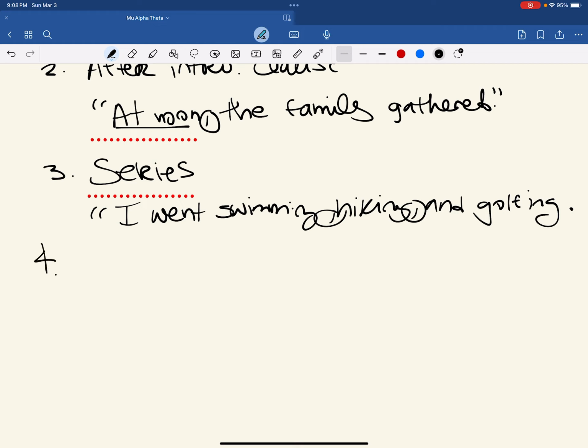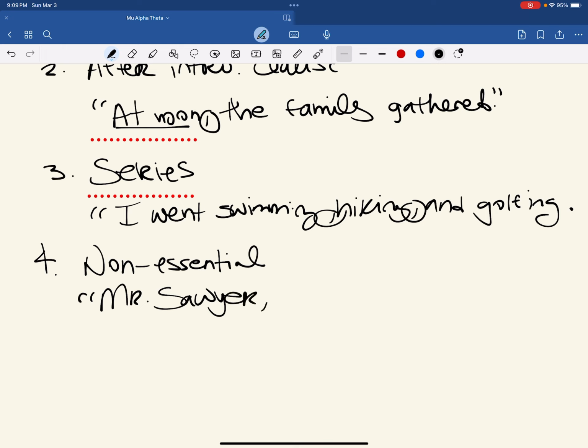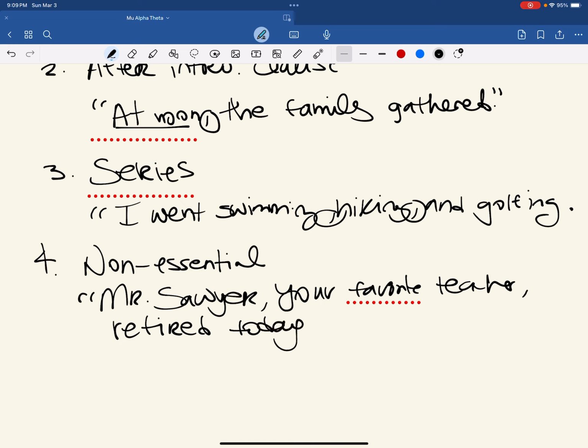Number 4, to separate non-essential clauses. These are just phrases that you don't need for the sentence to make sense. An example would be, Mr. Sawyer, your favorite teacher, retired today. Period. And you see our commas right here.